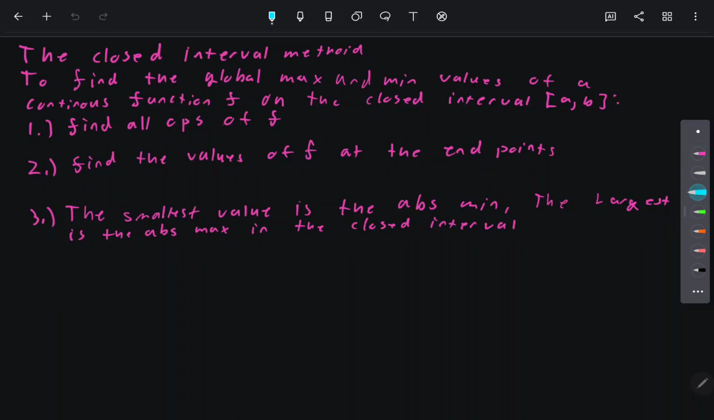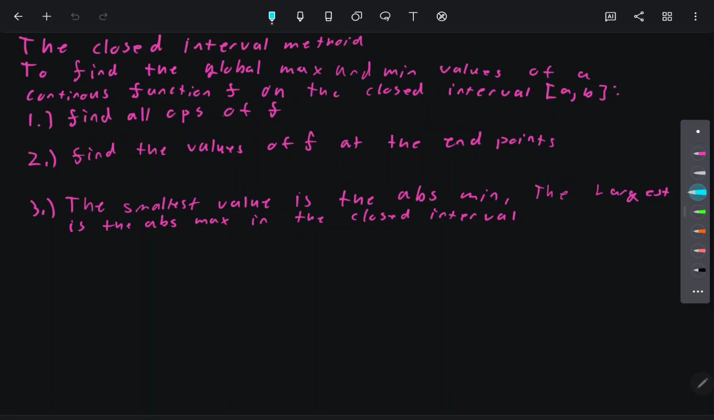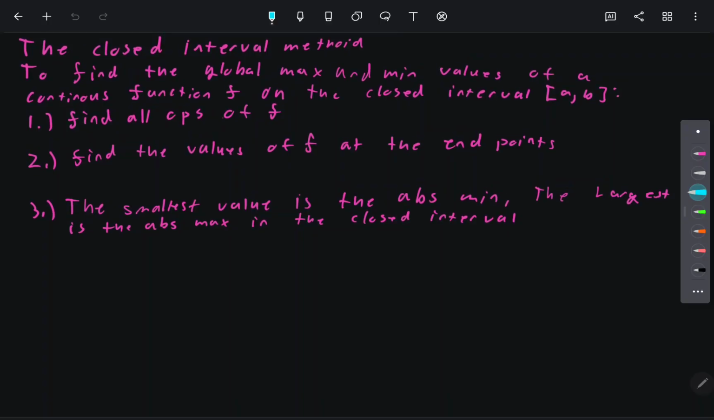Now we need to learn about the closed interval method. So this is a way for us to find all the global maximum and minimum values of a continuous function f on a closed interval. So it starts out, we are going to find the critical points of f. So we're going to do what we just did up here. Then we are going to find all the values of f at its endpoints, and the smallest value that we find is going to be the absolute minimum. The largest value is going to be the absolute maximum in the closed interval.